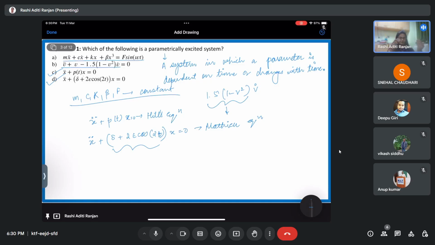And then what will we do further in the course? We will try to solve the Mathieu equation or the Hill's equation, and then we will try to apply it on the further equations. These are the two equations that we'll consider to learn about the parametrically excited system.